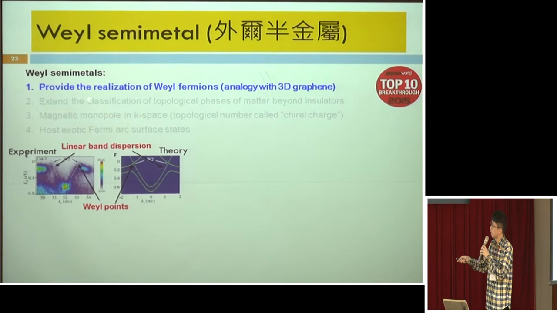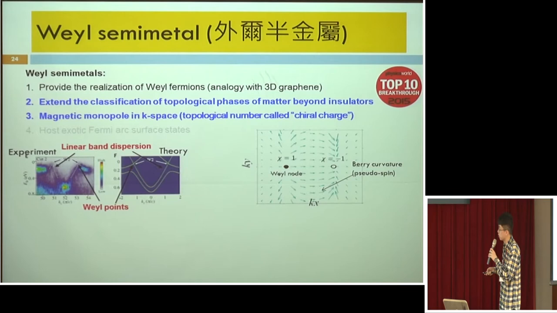This is a Weyl semi-metal. The bulk band in Weyl semi-metal is analogous with three-dimensional graphene. Linear band dispersion from Weyl node in all momentum directions. This is ARPES data, and this one is our simulation. These are linear band structure signal, and this is a Weyl point. And Weyl points can provide non-zero Berry curvature in momentum space, so it's equivalent with a magnetic monopole in momentum space.